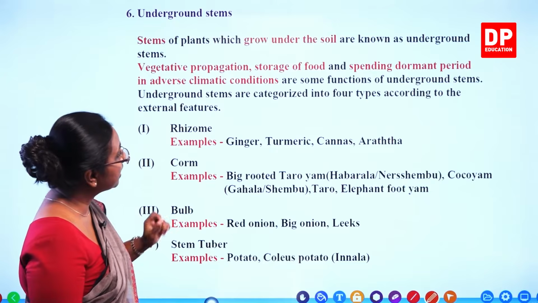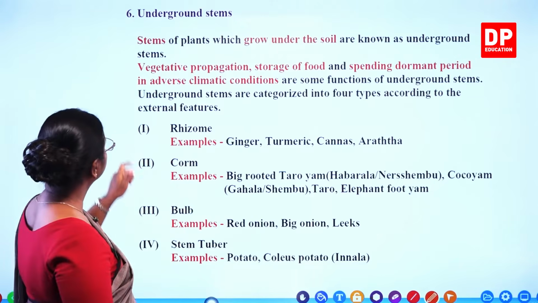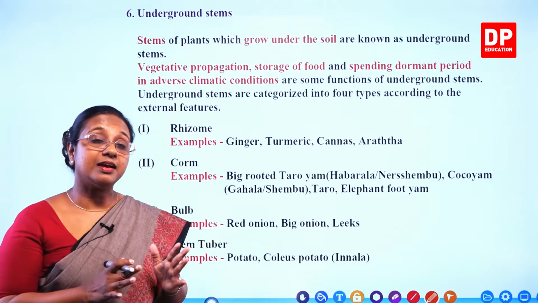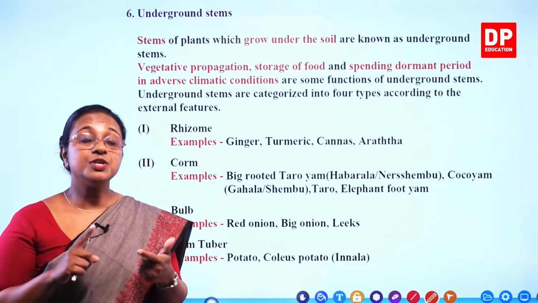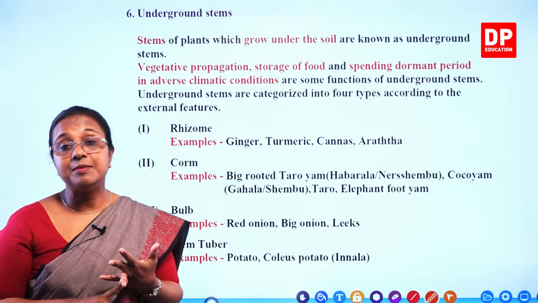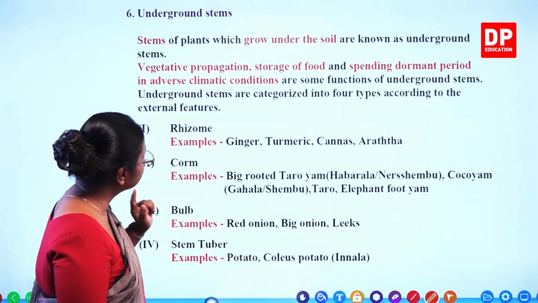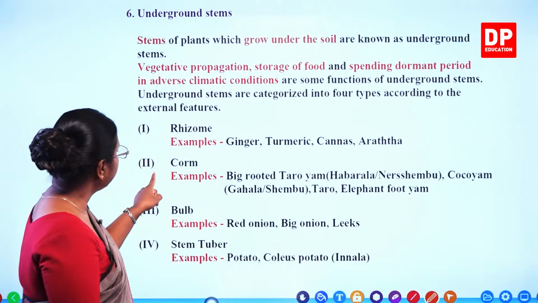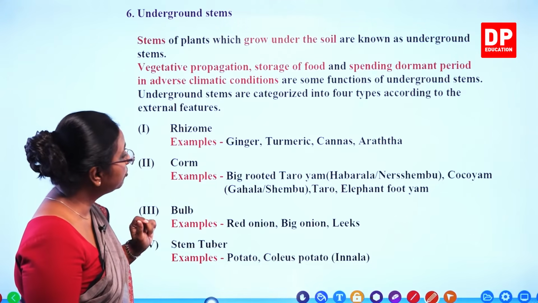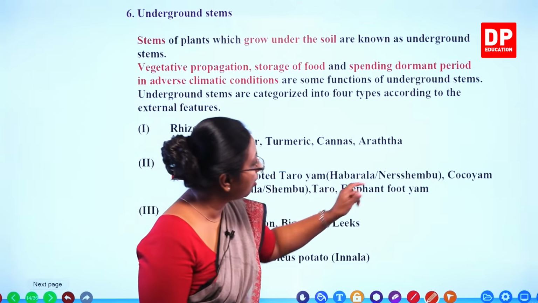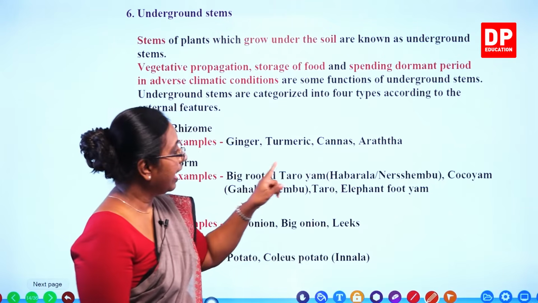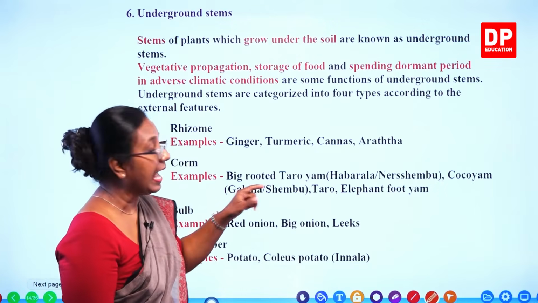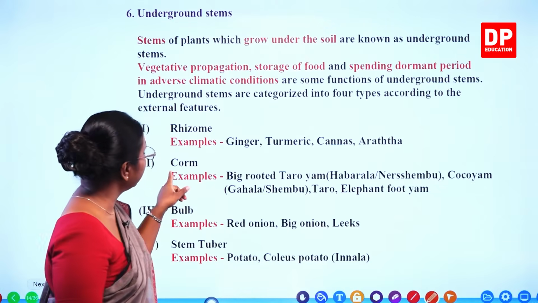Underground stems are categorized into 4 types according to the external feature. Based on how they look, they have been categorized into 4 types: rhizomes, corms, bulbs and stem tubers. As rhizome examples we can consider ginger, turmeric, cannas and aratha. Then we have corms, examples big-rooted taro yam, that is called habarala or neershambu, and cocoa yam, gahala or shambu. Then there is the taro yam and elephant foot yam. Those are all examples of corms.